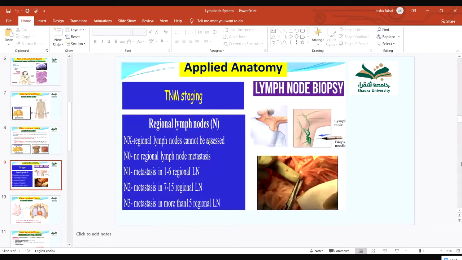In NX, regional lymph nodes cannot be assessed. In N0, no regional lymph node metastasis. N1, and so on, are different stages. It is not of your concern that much. So the lymph node biopsy is done for staging the advancement of the cancer.